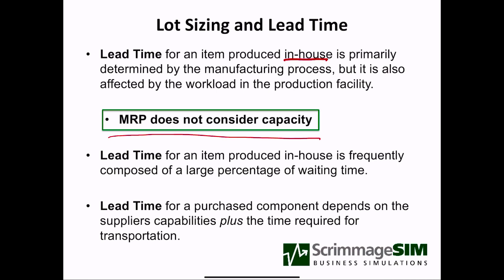For items produced in-house, again, a lot of this lead time is composed of waiting time. We're talking about production processes where we're measuring the lead times in days. So it's frequently a batch or a flow process where a batch of parts or material goes from one work center to the next, and frequently is waiting in line with other orders to be processed. So it's not unusual for 80 or 90% of the lead time for a manufactured product to be waiting time rather than actual machining or processing time.